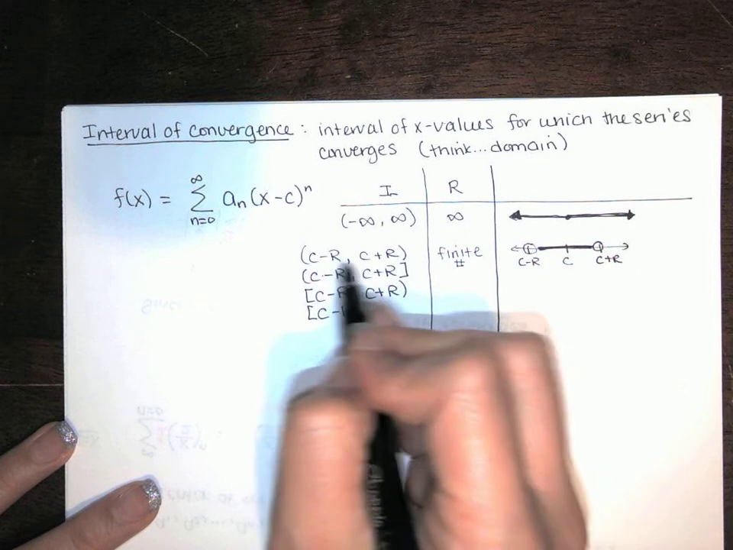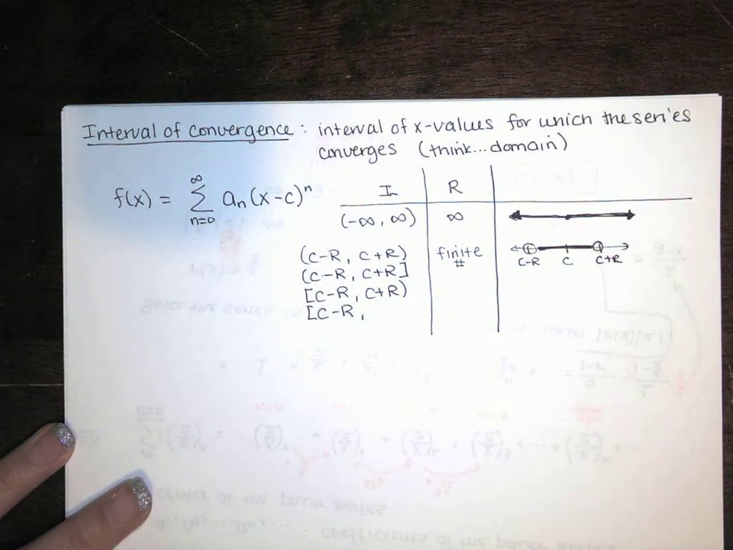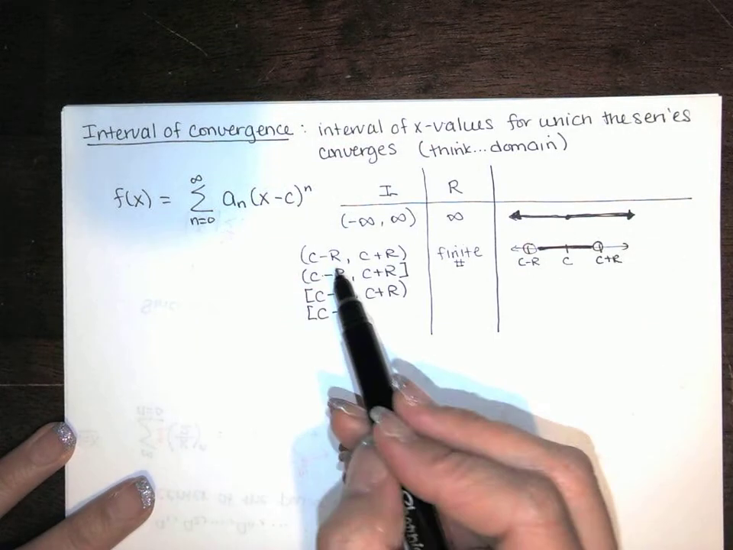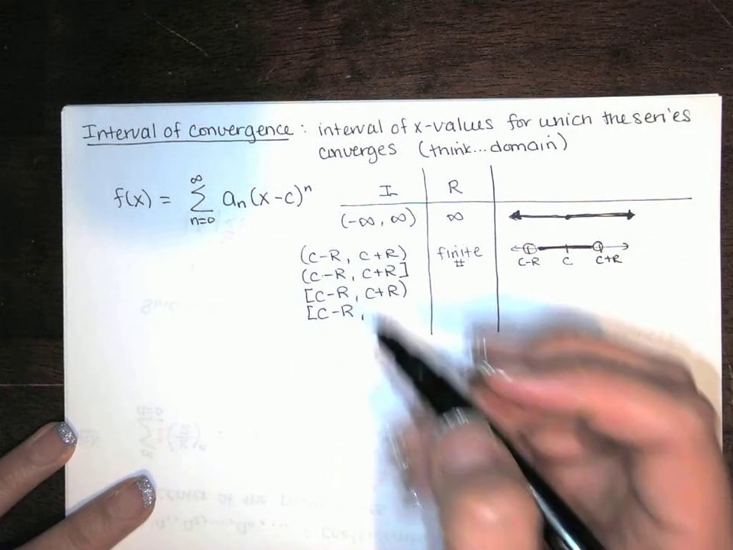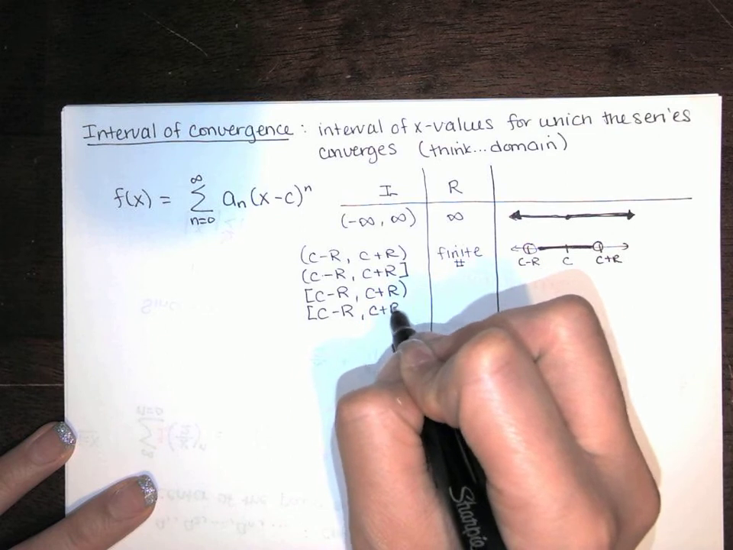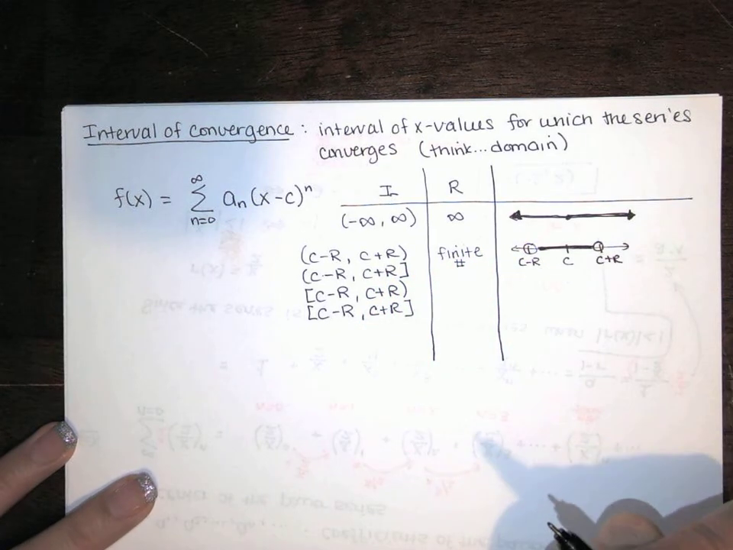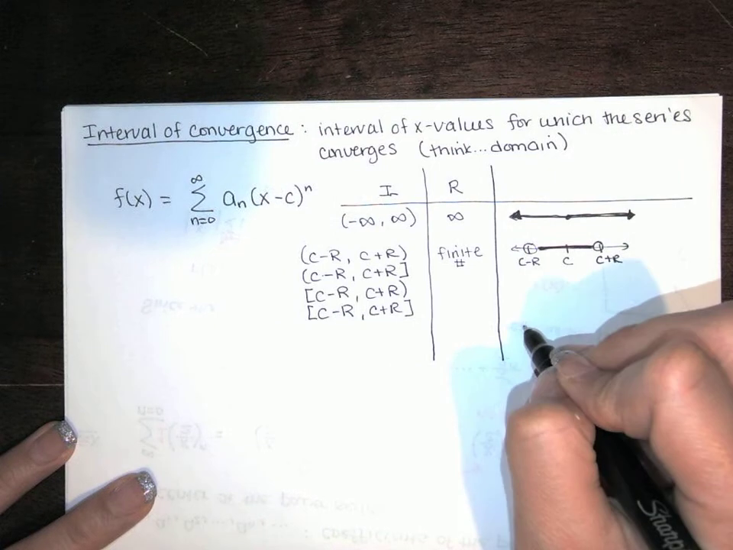With the geometric series, we always had something like this because it only converged when the absolute value of little r of x, that common ratio, was less than 1. But for other series, we'll see you could have any of these behaviors.